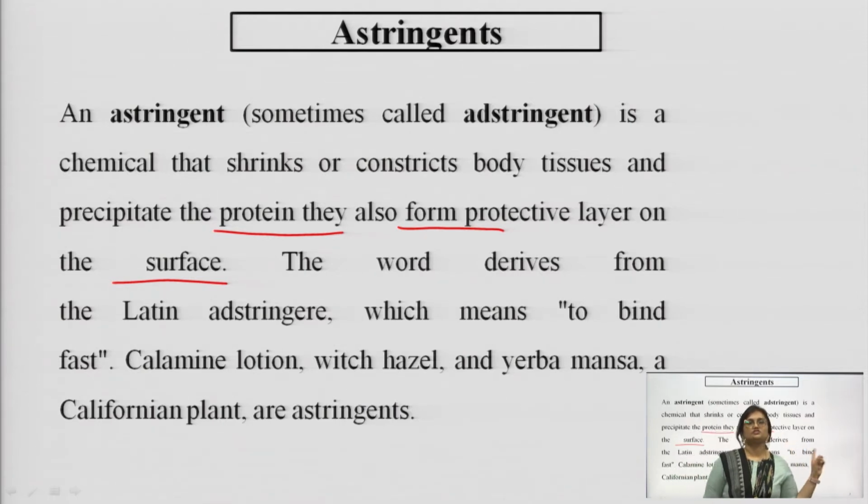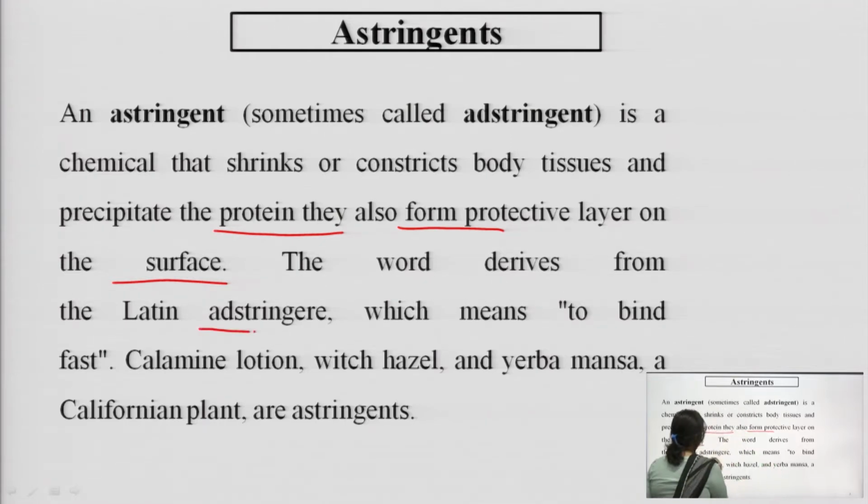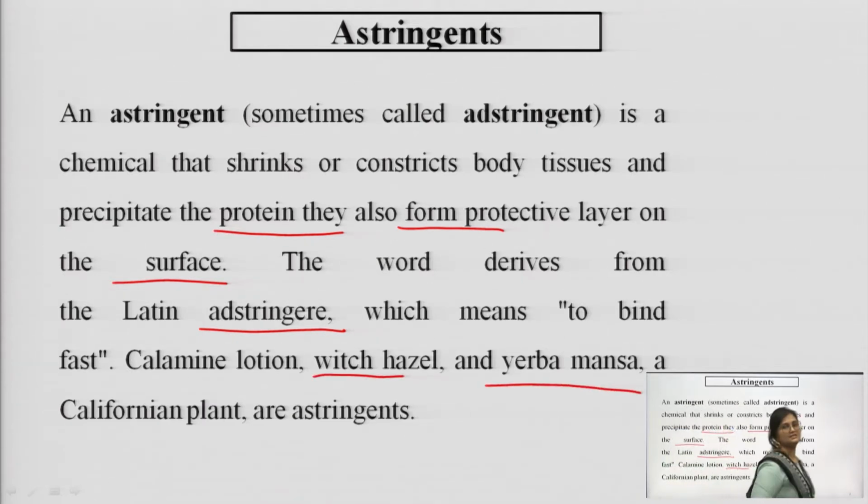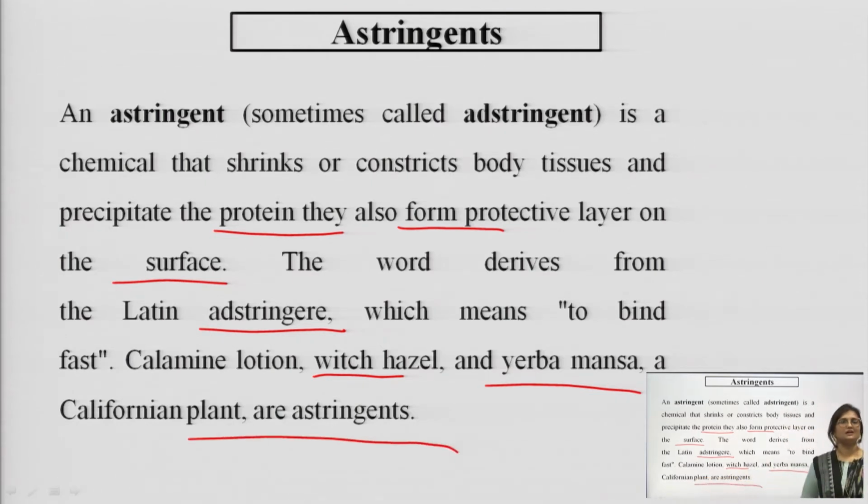The word astringent is derived from the Latin term astringere, which means to bind or to bind fast. For example, calamine lotion, witch hazel and yerba mansa, which is a Californian plant. These are the various common examples of astringents.